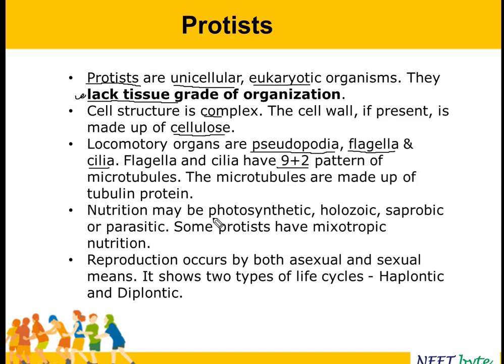Nutrition could be photosynthetic, holozoic, or even saprobic. And some protists are mixotrophic, as we observed in the case of Euglena. Reproduction can be asexual as well as sexual, and we see there are two types of life cycle, that is haplontic and diplontic life cycles, right?